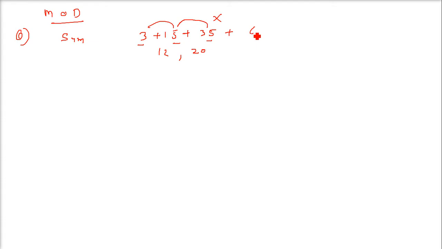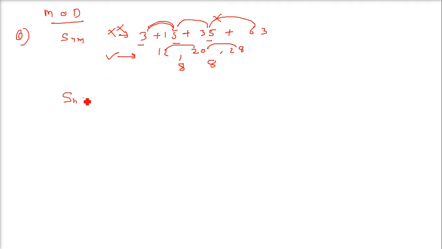If you take one more term, say 63, we have 15 minus 3 is 12, 35 minus 15 is 20, and 63 minus 35 is 28. These terms are not in AP, but the differences are. That is 12, 20, 28. 20 minus 12 is 8, 28 minus 20 is 8. Now this is in AP, this is not in AP. So we will use the method of subtraction. So how do we do that?